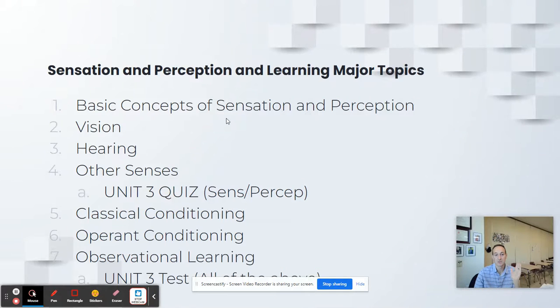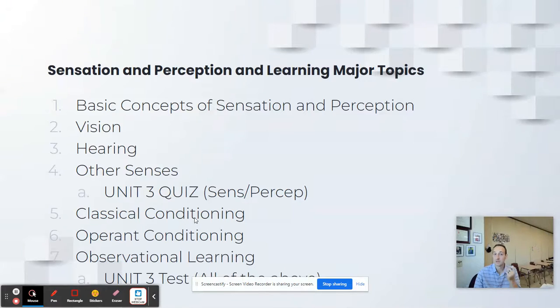So as you can see here, we'll be moving through the basics of sensation and perception today. Tomorrow we'll actually carry on with that. On Wednesday of this week, we'll get into vision, and then we'll talk about hearing and our other senses Thursday, Friday, into early next week. Your quiz should be right before that October break, so this should be next week, Wednesday.